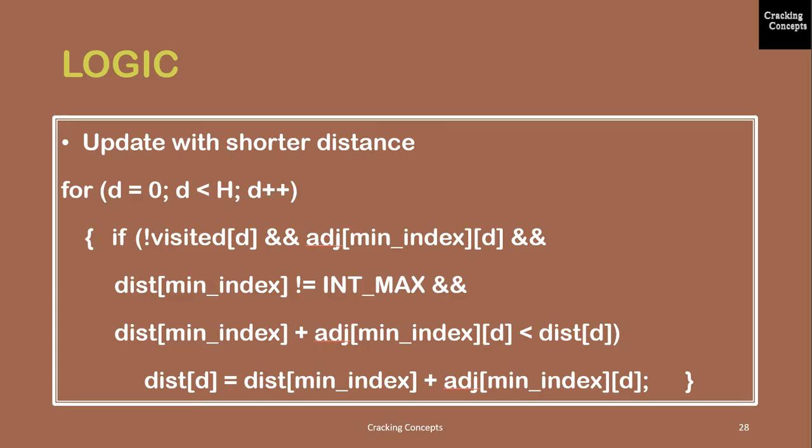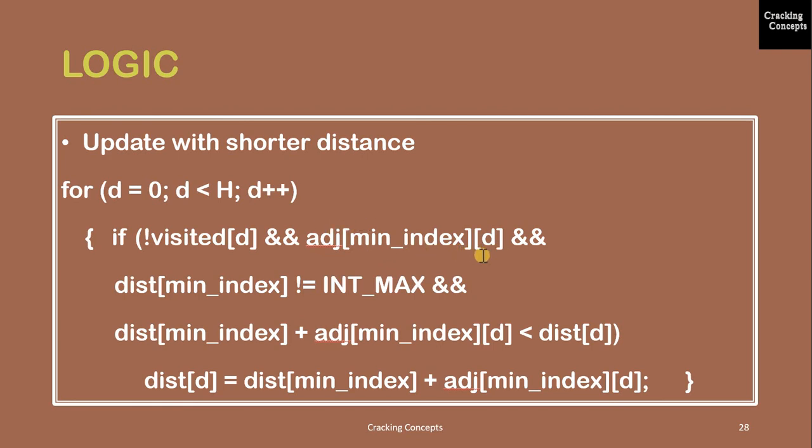Now this is the portion where the distance update is done. For the distance to be updated, we need to satisfy some conditions. Not of visited means the node should not have been visited yet. And we are checking the adjacency matrix. Now this is the input that is given to this program that will give the distance between all the nodes in the graph. So we are taking the adjacency matrix value for the minimum index and this node into consideration.